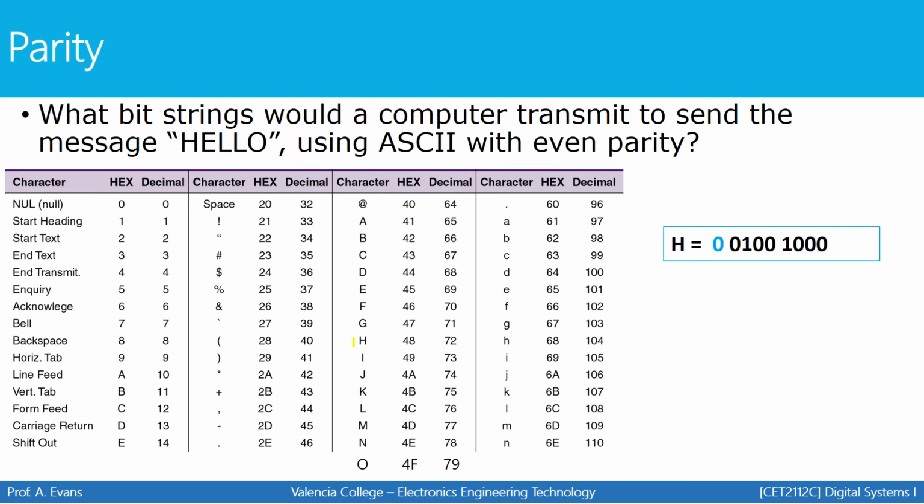The letter H is represented in hex. That's 4, 8. If you write that in decimal, there's your 4, there's your 8. Attach a parity bit in front, there's your message.